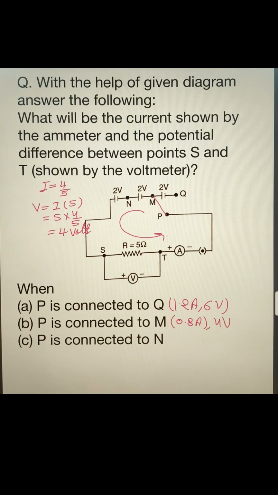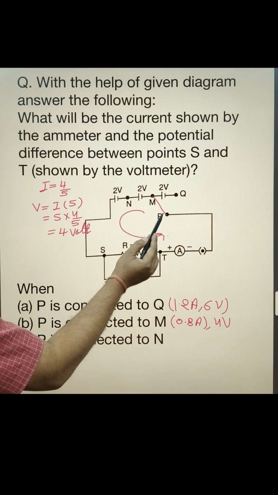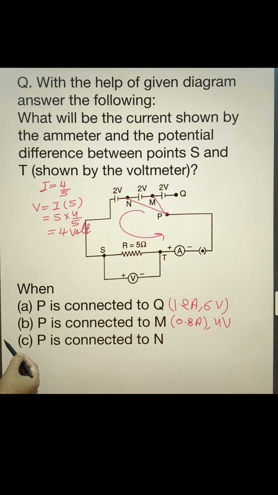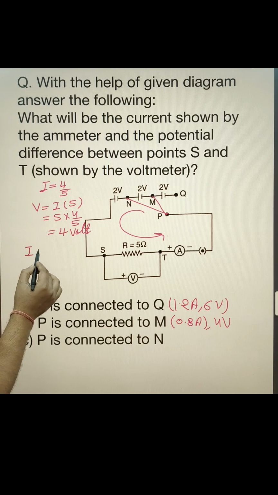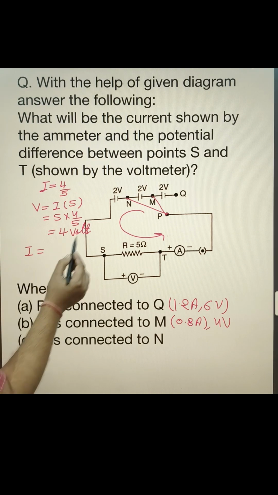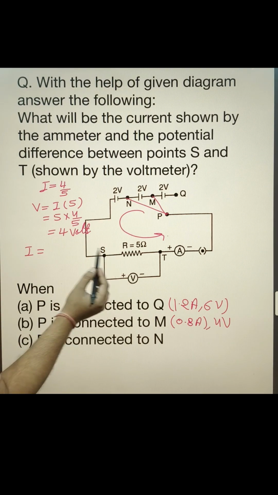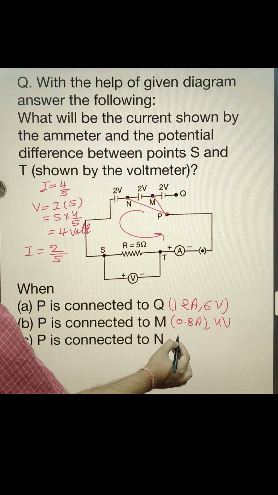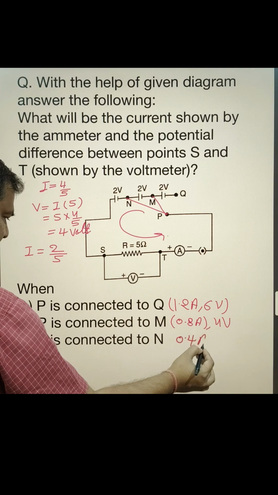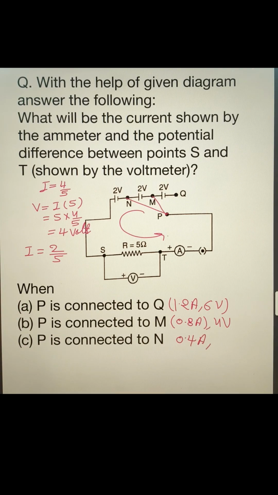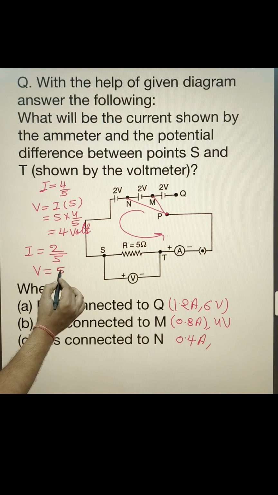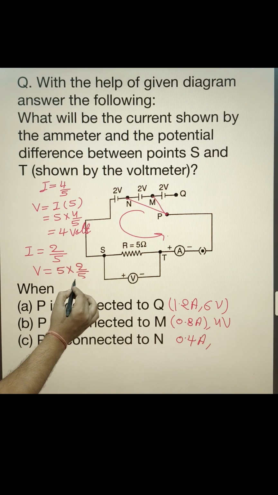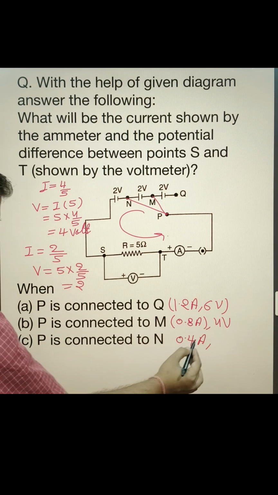Clear? Now if P is connected to N, the last one. What about the current? If P is connected to N, then simply 2 divided by 5 is the current. It means 0.4, so 0.4 ampere. And what about the voltmeter reading? V equals 5 into 2 by 5. So the final answer is how much? 2 volt.